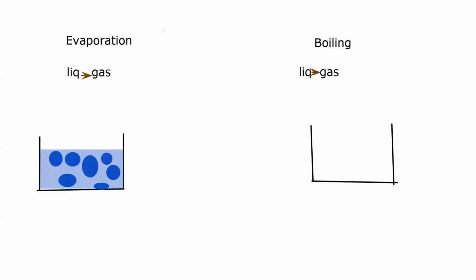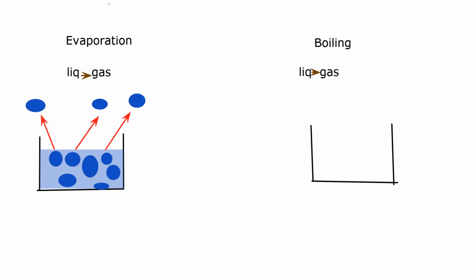What happens in evaporation is that the particles at the surface absorb energy from the surrounding, and they go out from the liquid. When the particles at the surface take energy from the surrounding and go out into the atmosphere, this change is known as evaporation. So the vapors are formed, the gaseous state is formed, but not at high temperature.